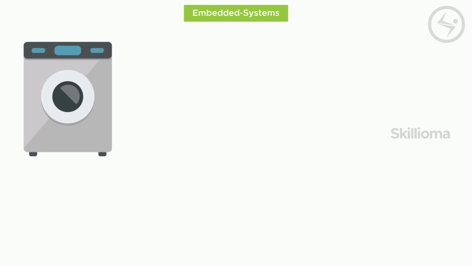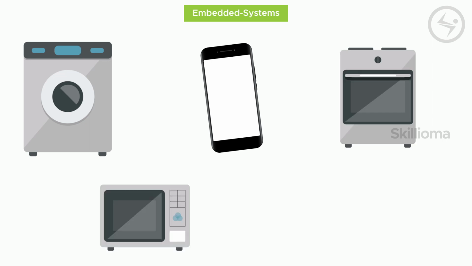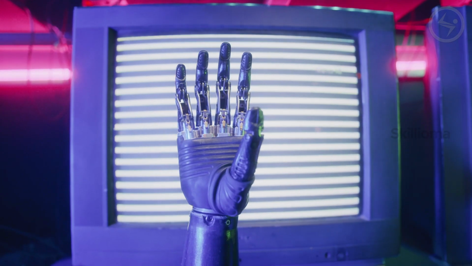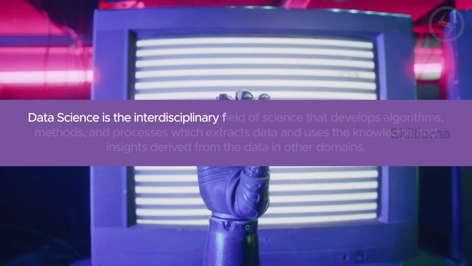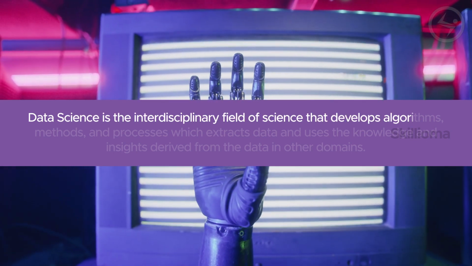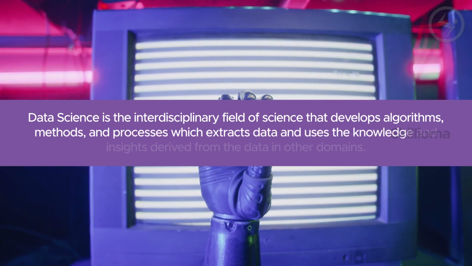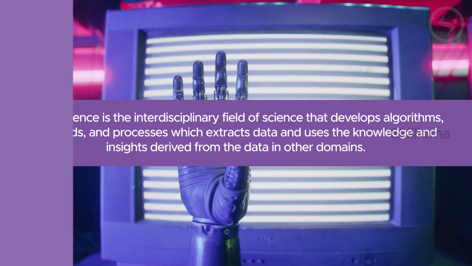Examples are washing machines, mobile phones, dishwashers, microwave ovens, MP3 players, etc. Another popular mode of classification is data science. Data science is the interdisciplinary field of science that develops algorithms, methods, and processes which extract data and use the knowledge and insights derived from the data in other domains.